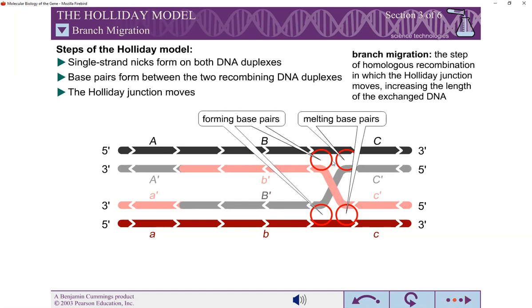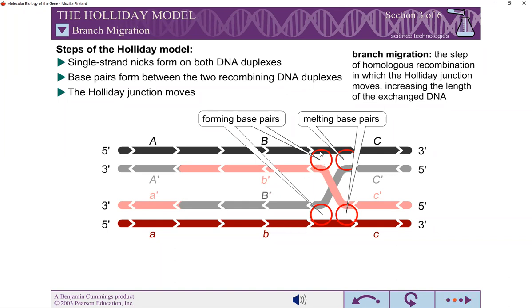Now, how does branch migration take place? The old DNA strands are being broken and new ones are being formed. This process is referred to as branch migration. You can look here. There is a melting of the base pair at the front of the replication fork, and there is a formation of base pair at its back.